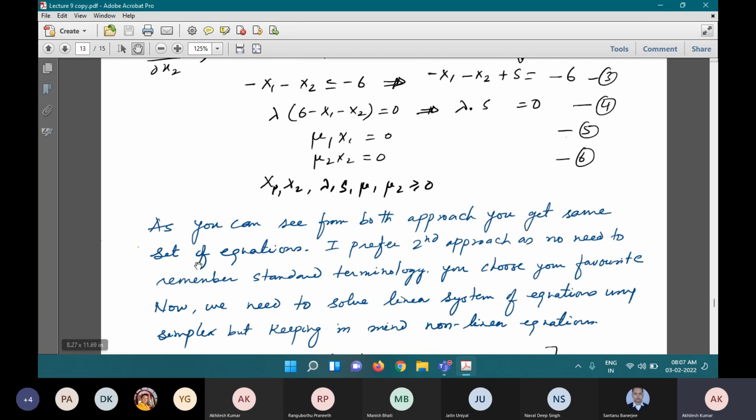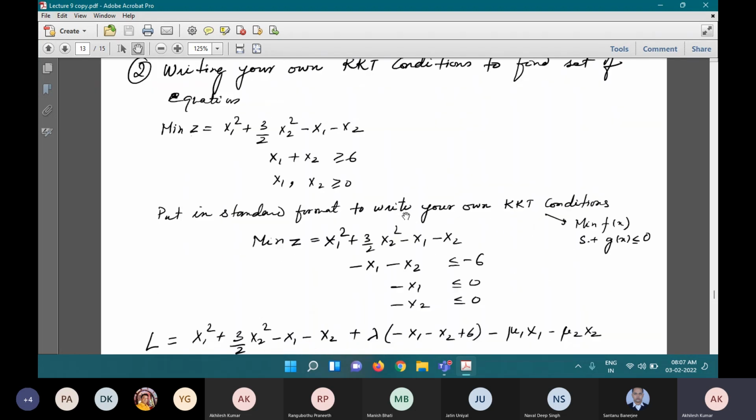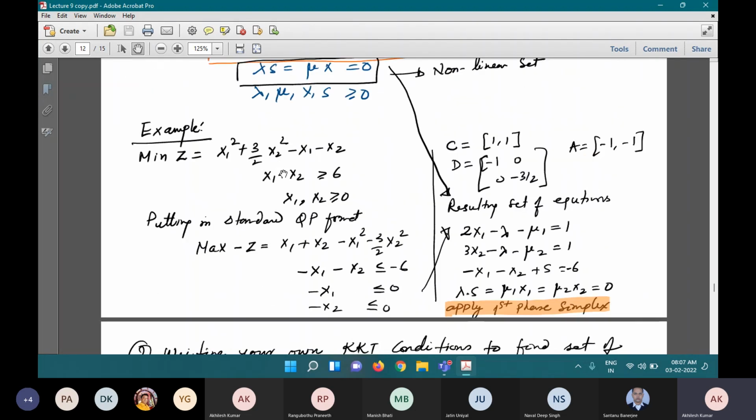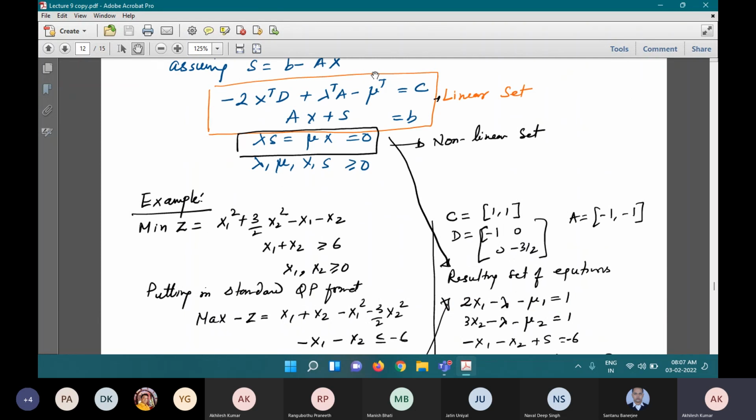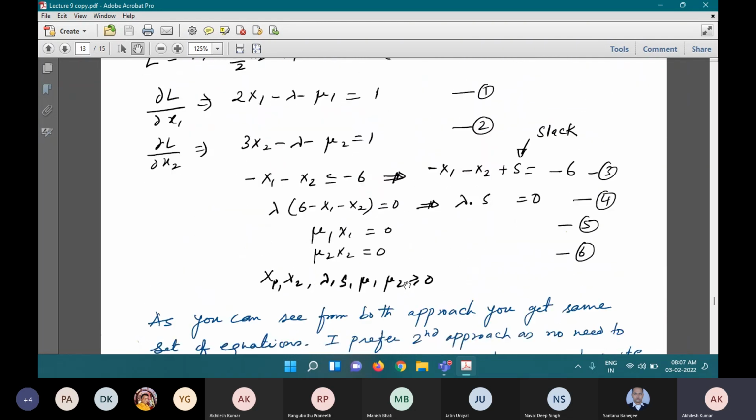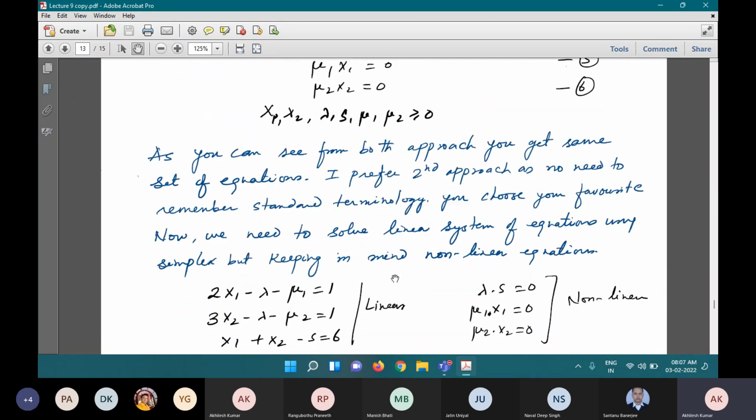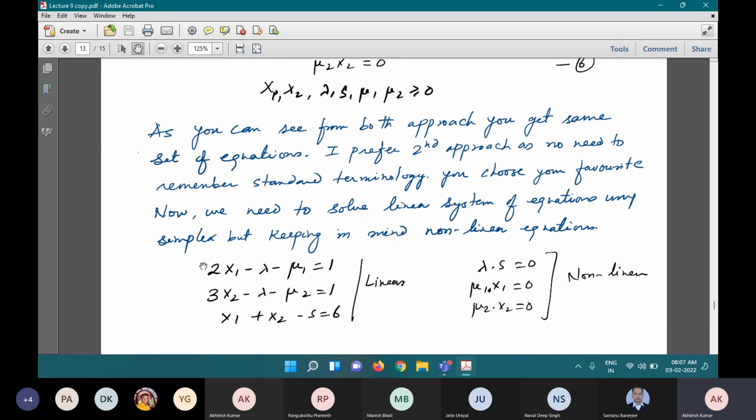So I have written the whole thing. I prefer the second approach because I don't need to remember this particular format. So I prefer the second approach, and you are free to choose. If you remember that, you can directly use it. In both cases, you will get the same linear and non-linear constraints.